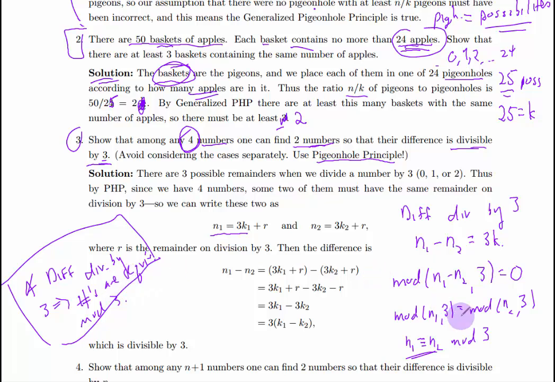Now, how many possible mod 3s are there? Remember, mod 3 means you divide by 3 and take the remainder. How many possible remainders are there? Well, the remainders are 0, 1, and 2. Those are the possibilities. 3 possibilities for the remainder. So in this case, the 4 numbers are the pigeons, and the remainders mod 3 are the pigeonholes.